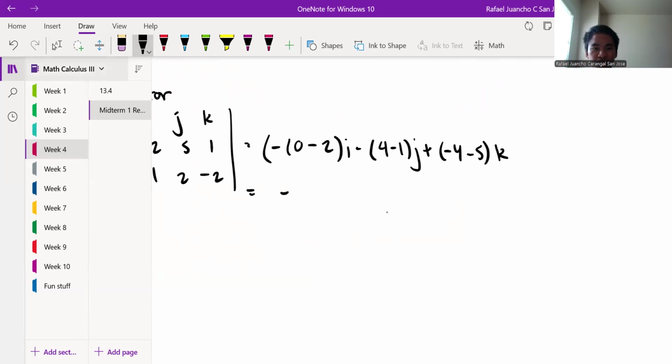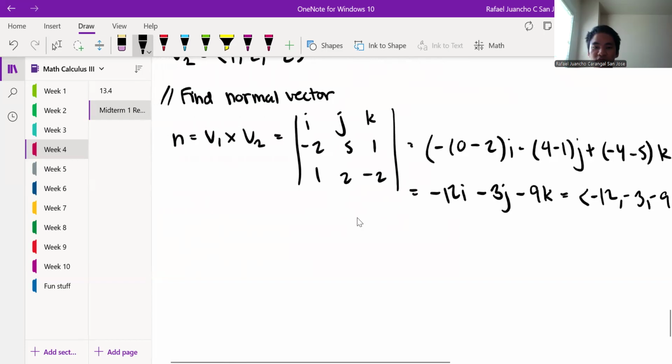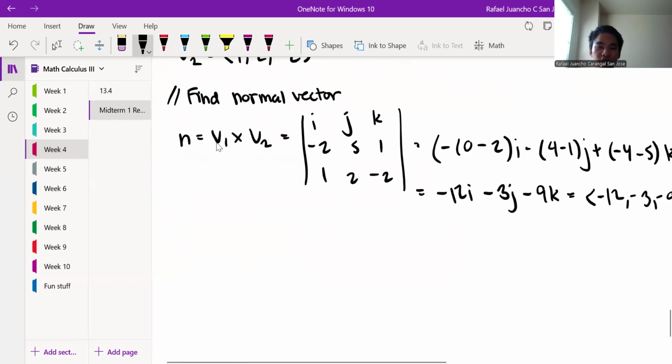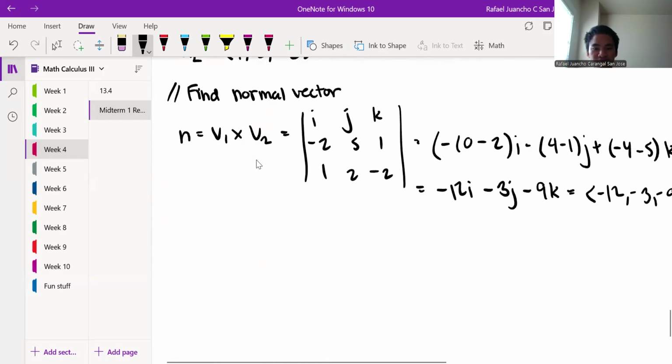Then I continue, I get -12, right? -12i minus 3j plus, or minus here, minus 9k. So here I get -12, -3, -9. Cool. Okay, now what do I do with that? Well, now I want to use that to find the equation of plane, or plane equation. So here now we just find the plane equation.